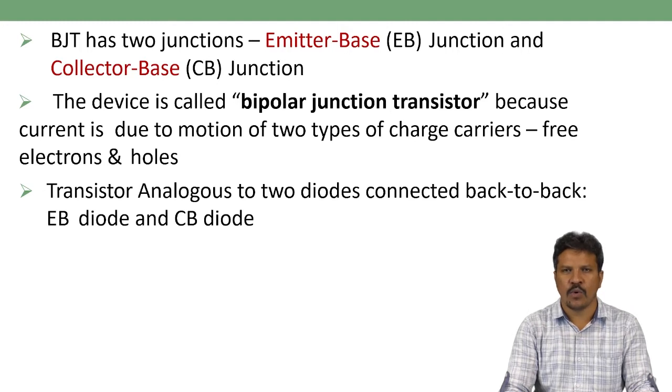Let us see how these two junctions are formed and the importance of the two junctions. This device is called bipolar junction transistor because current is due to motion of two types of charge carriers which are called free electrons and holes.